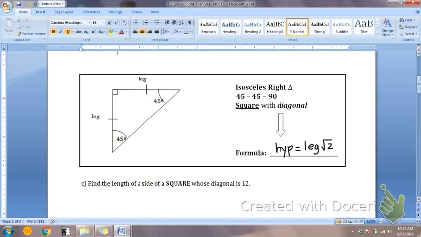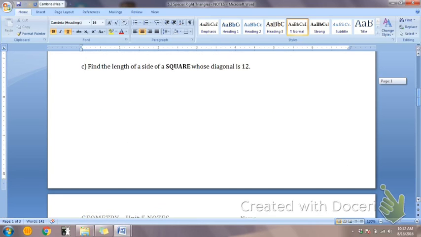So on example C, it says find the length of the square whose diagonal is 12. So the first thing I should do is what, always? Draw a square. Okay, so on letter C there at the bottom, let's draw a square. And we can mark them congruent because we know they're congruent. We know the diagonal is 12. This time it tells me to find the side.